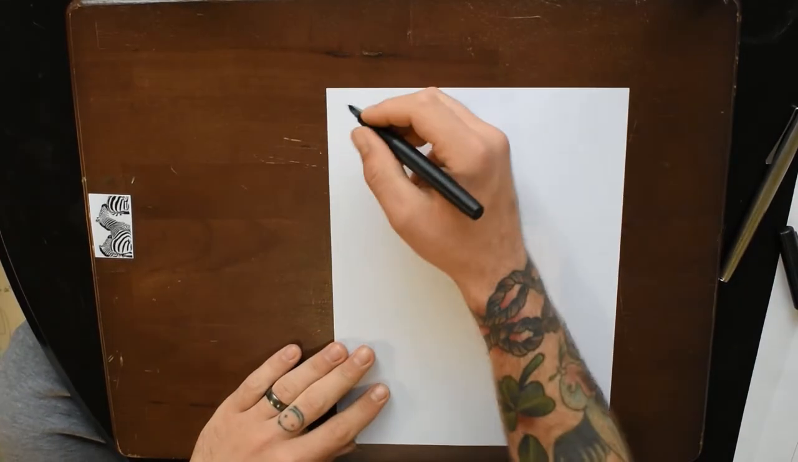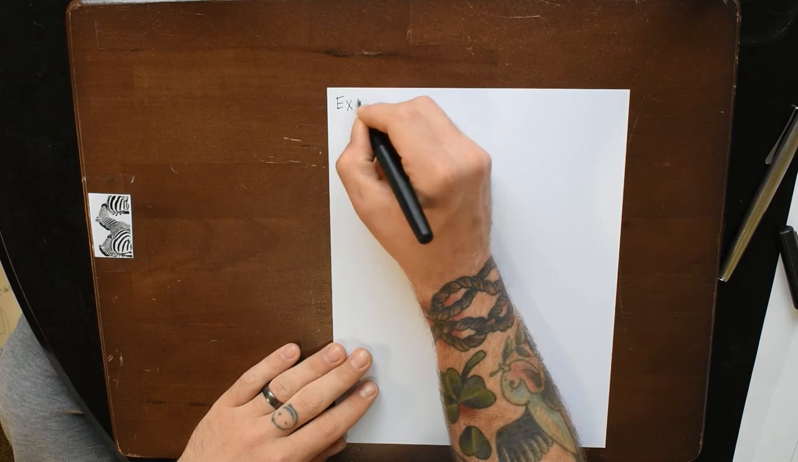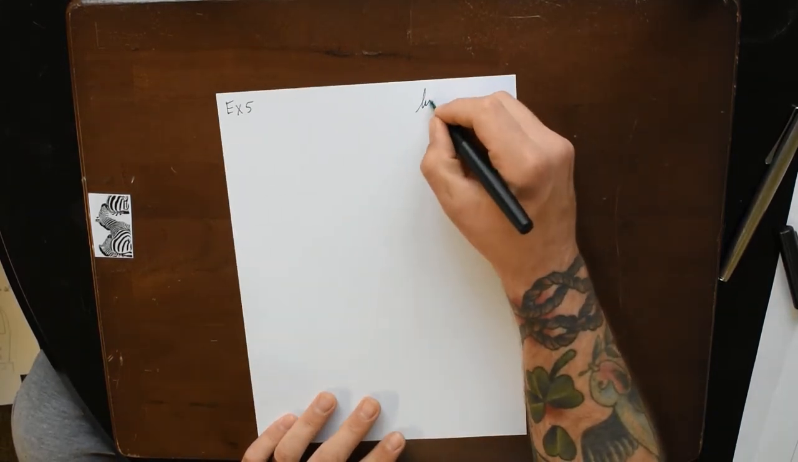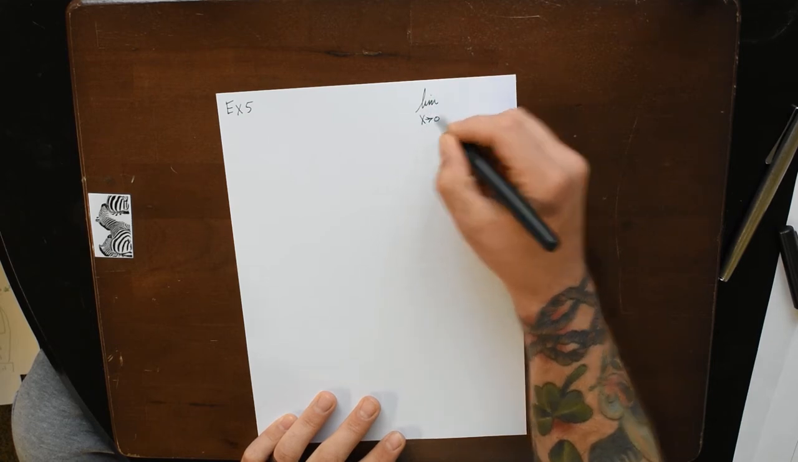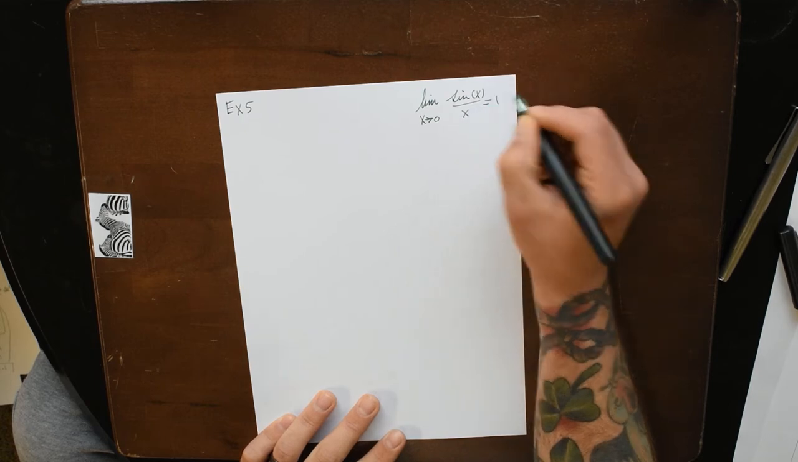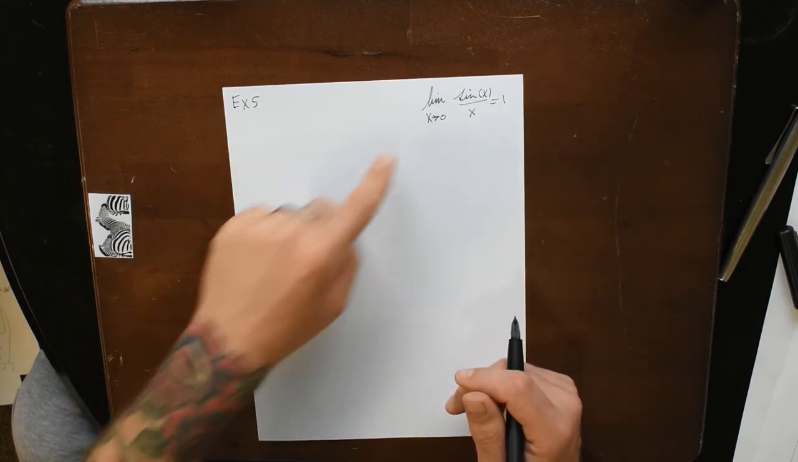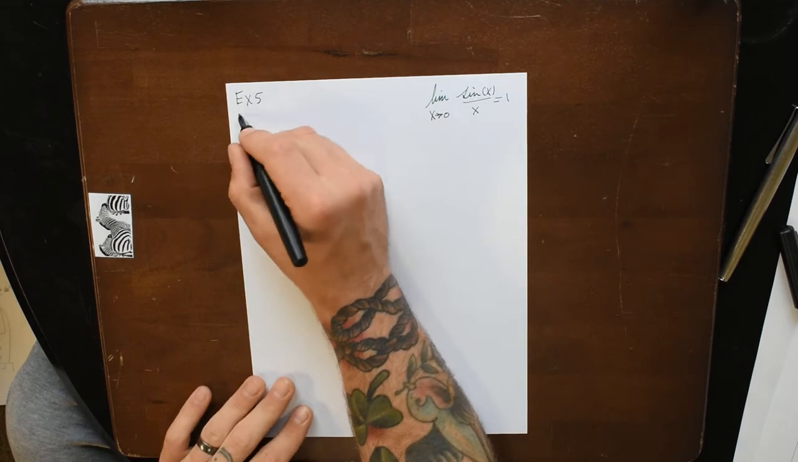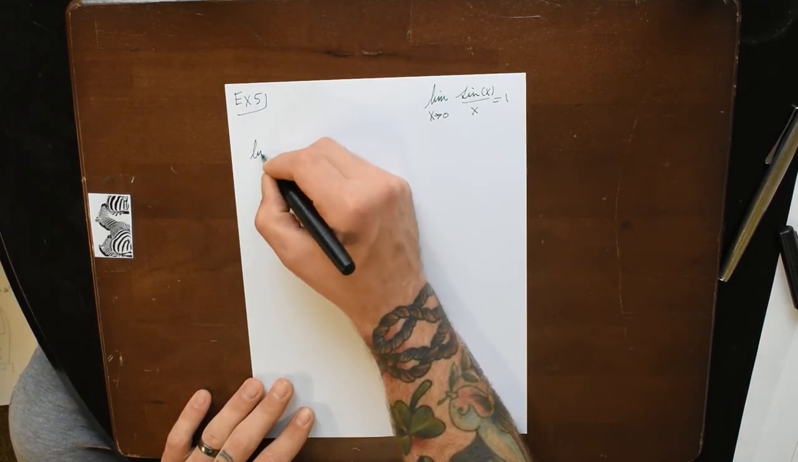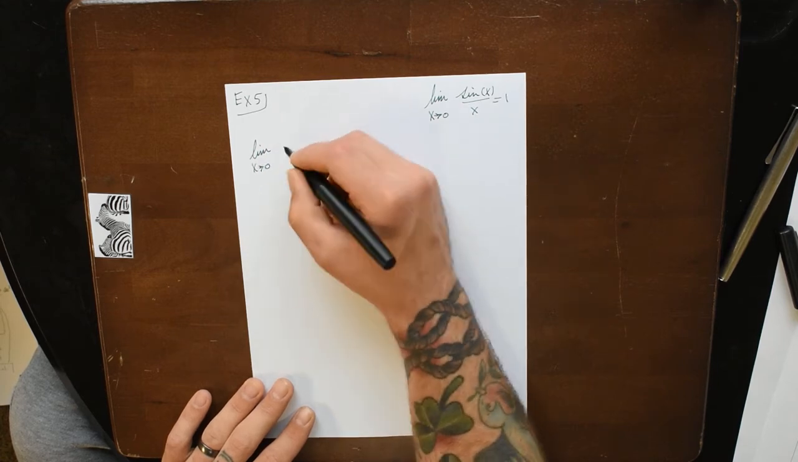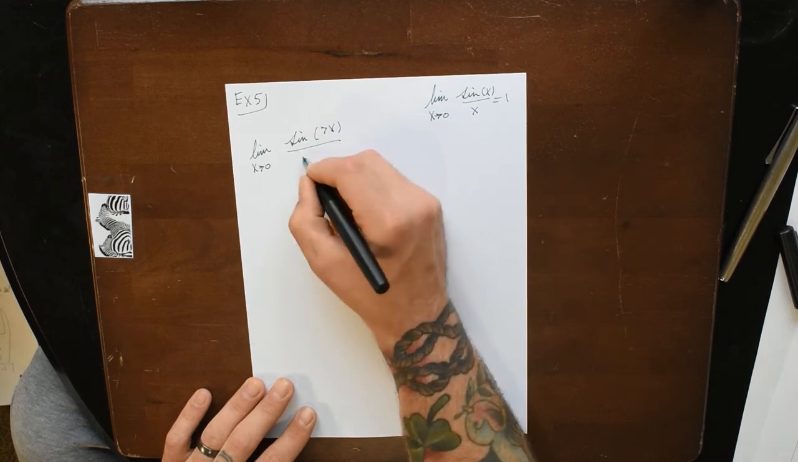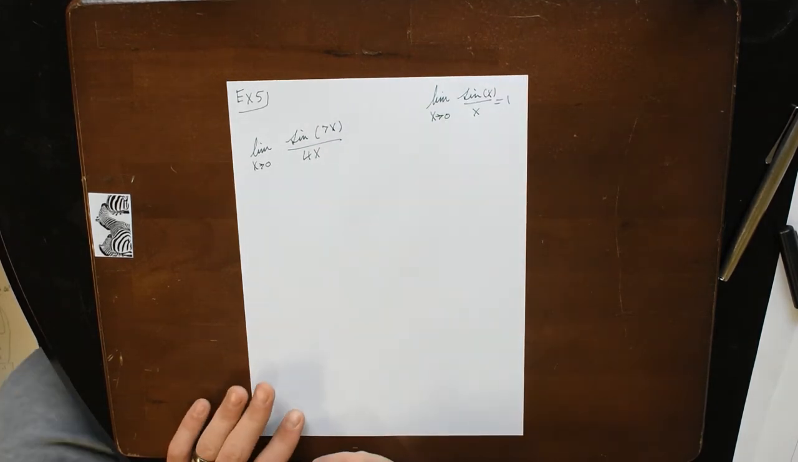So I've got 2 more examples for you. This is going to be example 5 and example 6. Both of them are going to use the fact that the limit as x goes to 0 of the sine of x divided by x is equal to 1. And we're going to come up with 2 clever ways of using this. So the first thing we want to do is use this identity to solve the limit as x goes off to 0 of the sine of 7x divided by 4x.